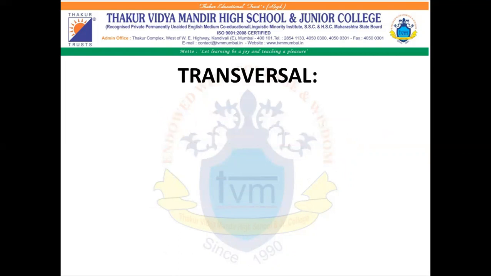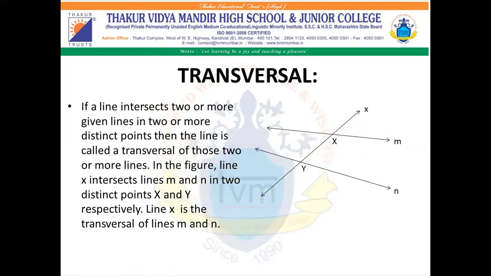Transversal. If a line intersects two or more given lines in two or more distinct points, then the line is called a transversal of those two or more lines. In the figure, line X intersects lines M and N in two distinct points X and Y respectively. So, line X is the transversal of lines M and N.